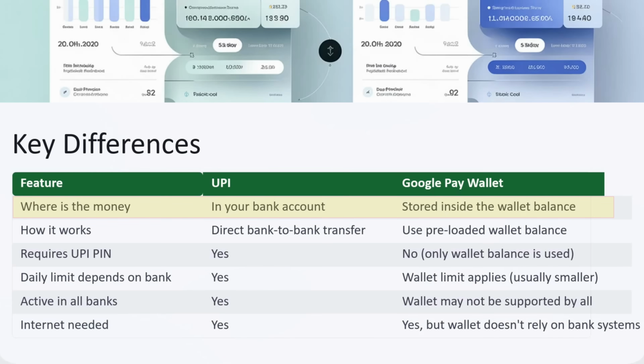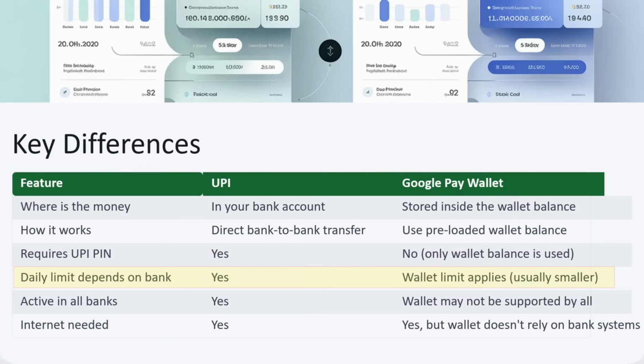Where is the money? In case of UPI, it is in your bank account. In case of Google Pay wallet, it is stored inside the wallet balance. How it works? In case of UPI, direct bank to bank transfer. In case of Google Pay wallet, it uses the preloaded wallet balance. Requires UPI PIN? In case of UPI, yes. In case of Google Pay wallet, no. Only wallet balance is used.